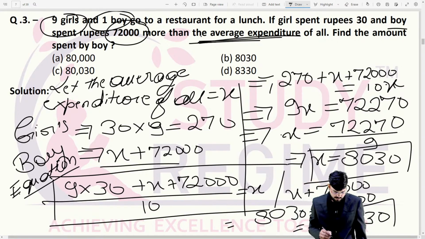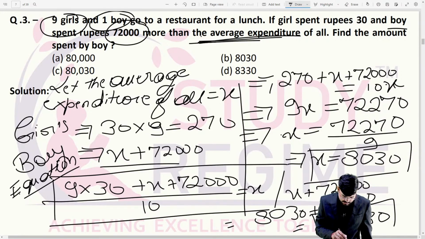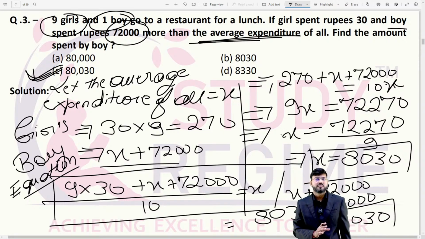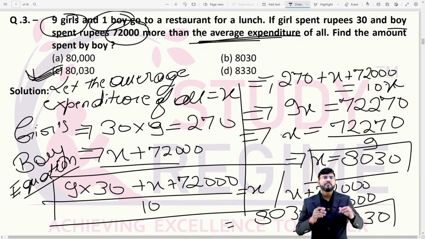So now according to the question your answer will become C. Got it? Very easy question, but there is a simple concept. I have assumed that the average expenditure was not given, so I have assumed that the expenditure is equal to X. Now the boy is spending X plus 72,000 more rupees.